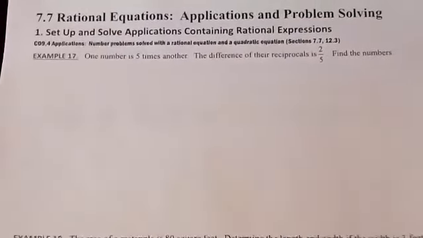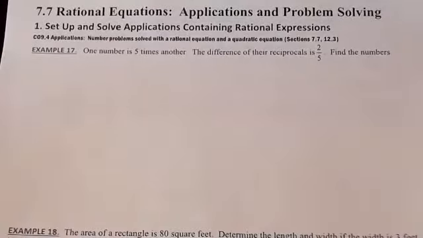All right, of course, as usual, we always have word problems, and we're right back to it, okay? Don't panic, these are actually pretty nice, especially if what we've been doing so far with multiplying by the LCD has actually been not too bad. So one number is 5 times another, okay? We are told the difference of their reciprocals is 2/5. Find the numbers. Okay, I'm going to start this off for you.